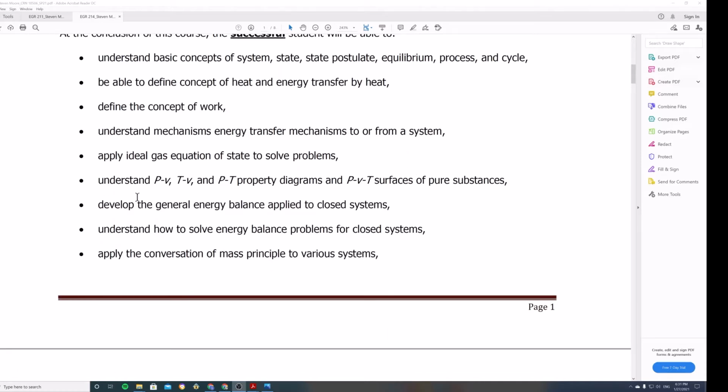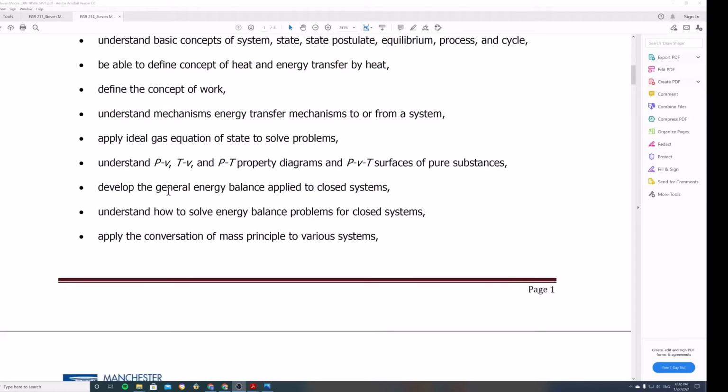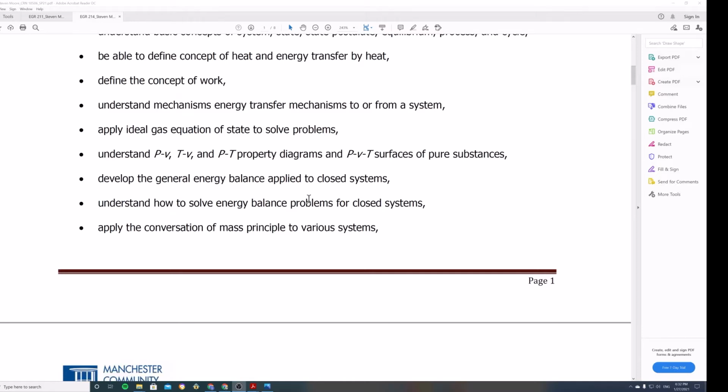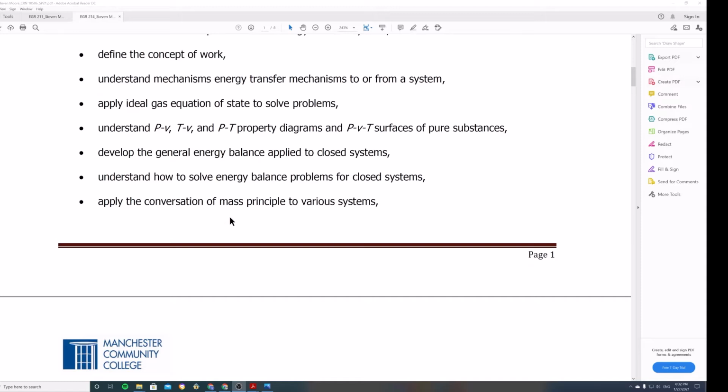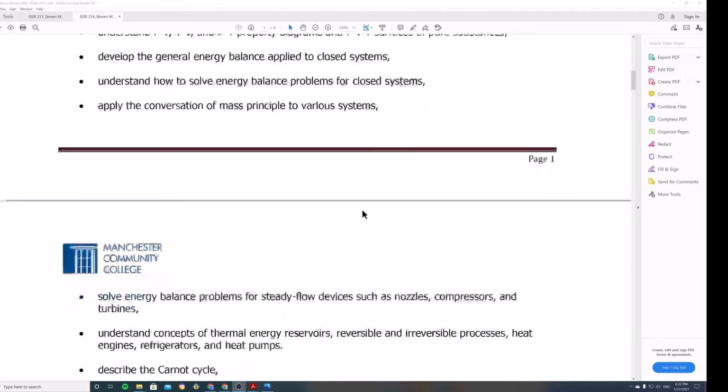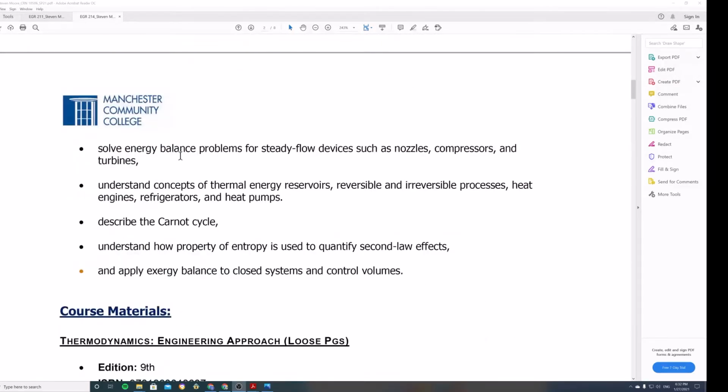Energy transformations, the property diagrams, the surface diagrams for these. Pressure, volume, and temperature are what these refer to. Energy balance problems we're going to be looking at for closed systems, and we'll apply the conservation of mass principle. Okay, so these are some of the main points of this.